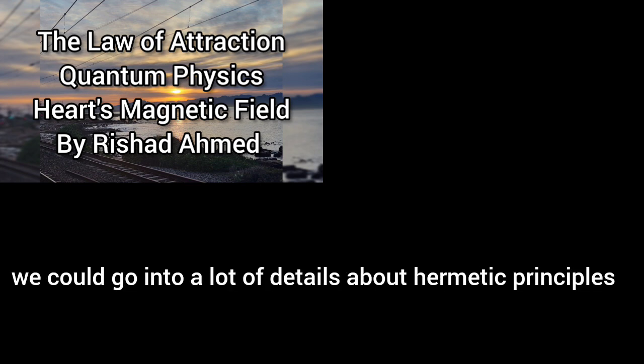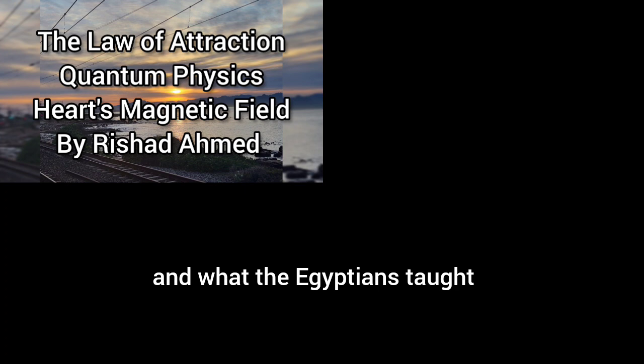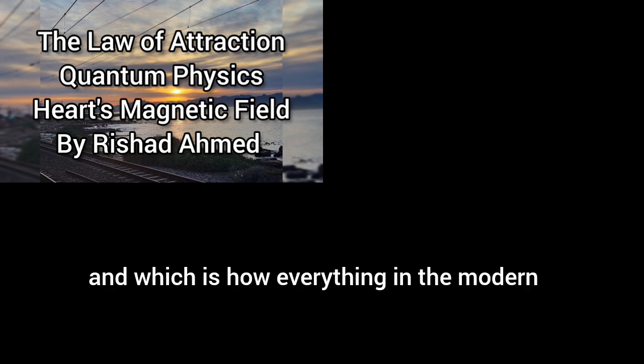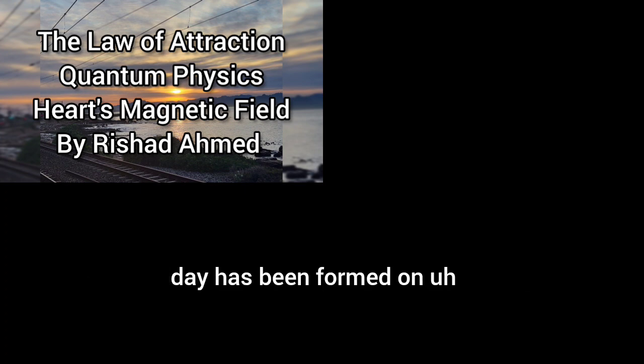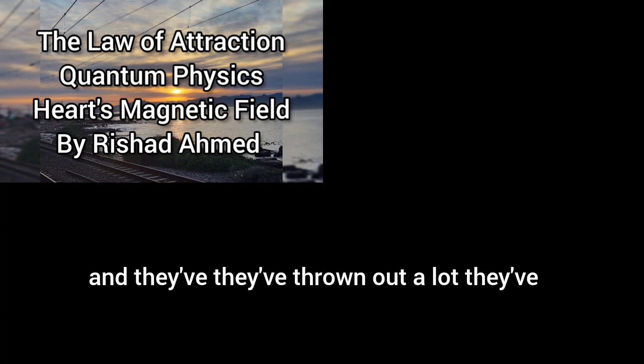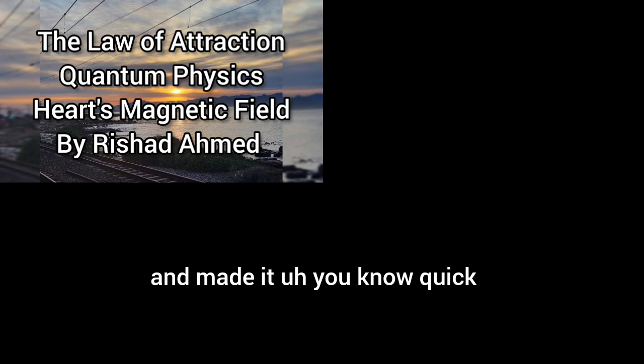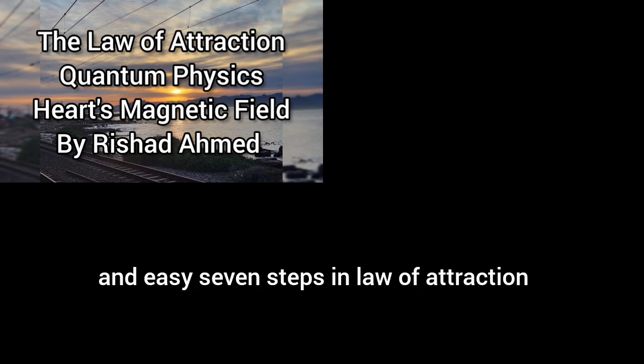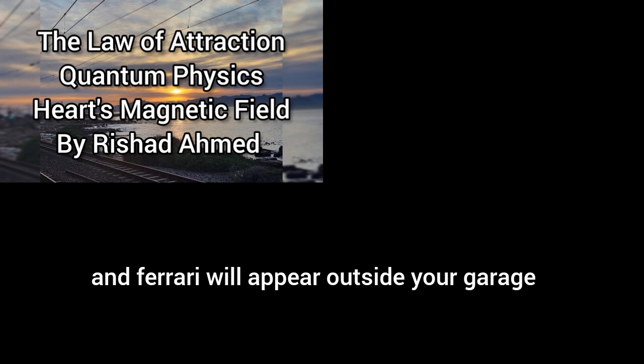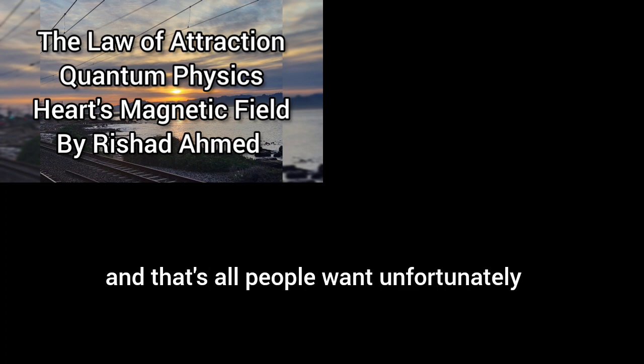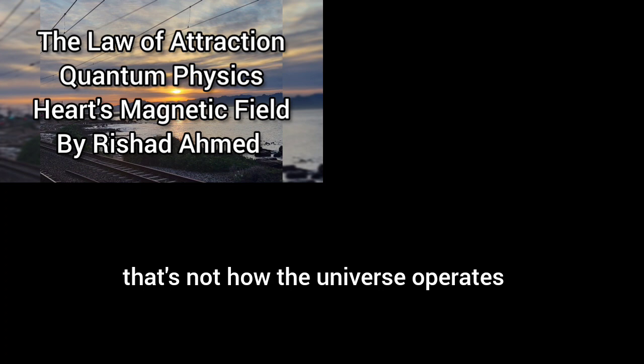And we could go into a lot of details about Hermetic principles and what the Egyptians taught, which is what everything in the modern day has been formed on, and they've thrown out a lot. They've thrown out a lot and distilled it and made it quick and easy. 7 steps to the law of attraction. Follow this, this, and this, and a Ferrari will appear outside your garage, and that's all people want. Unfortunately, that's not how the universe operates.